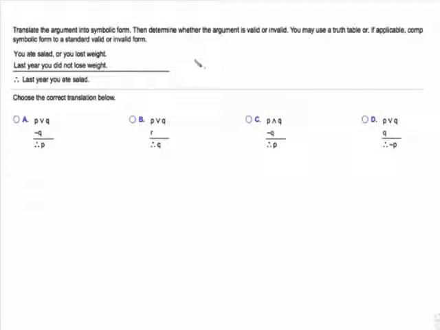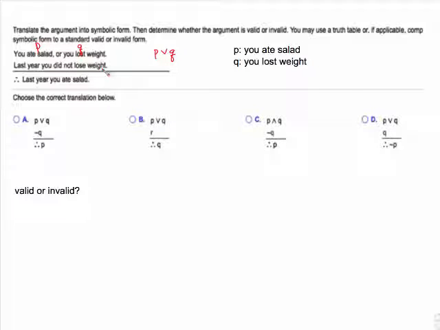There's a little bit more involved here because we need to decide on what P and Q are and then be able to put this together. So I'm saying P is you ate salad, Q is you lost weight. Now let's see if we can put this together and make the argument. You ate salad, which is P, or you lost weight, which is Q. So what we're looking at is P or Q.